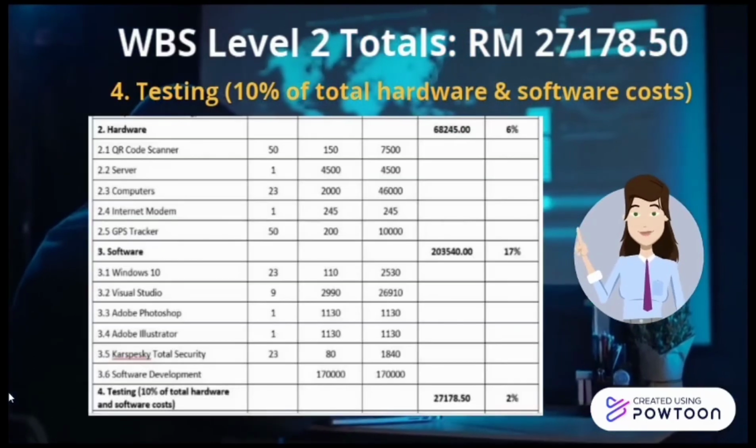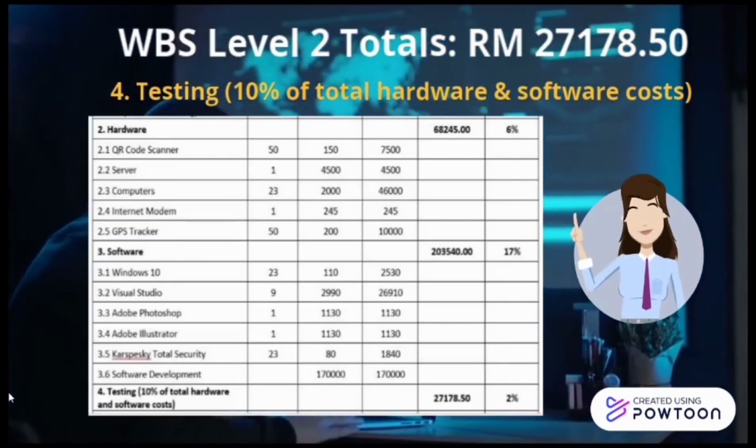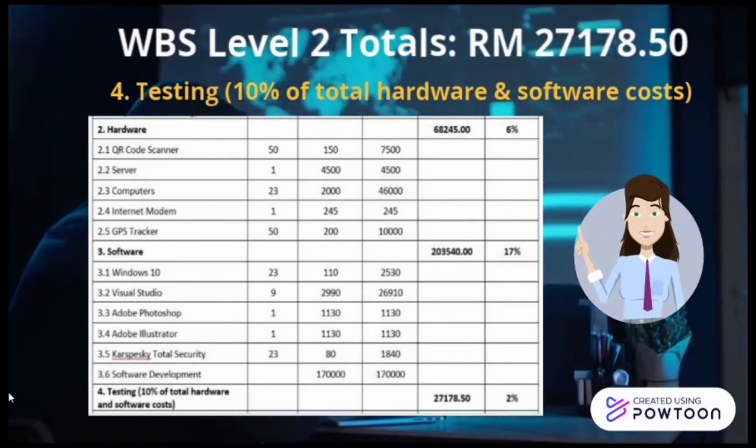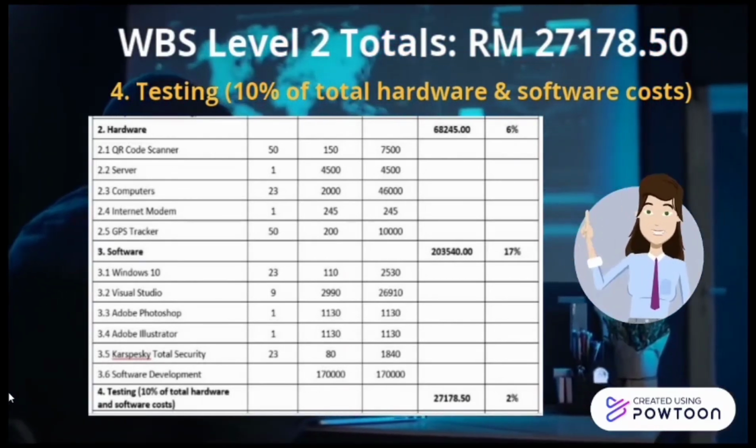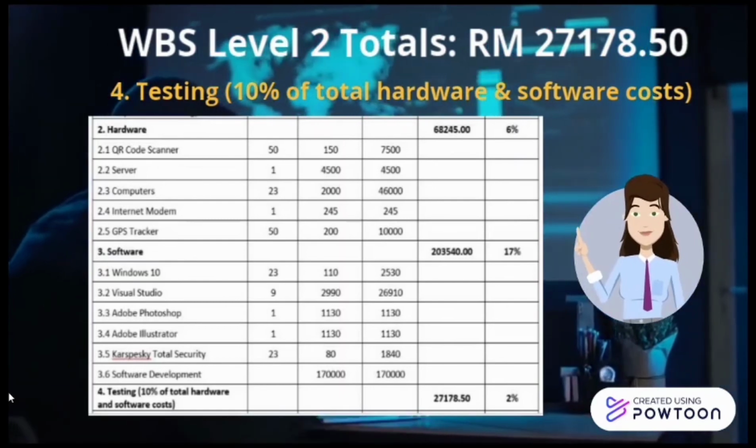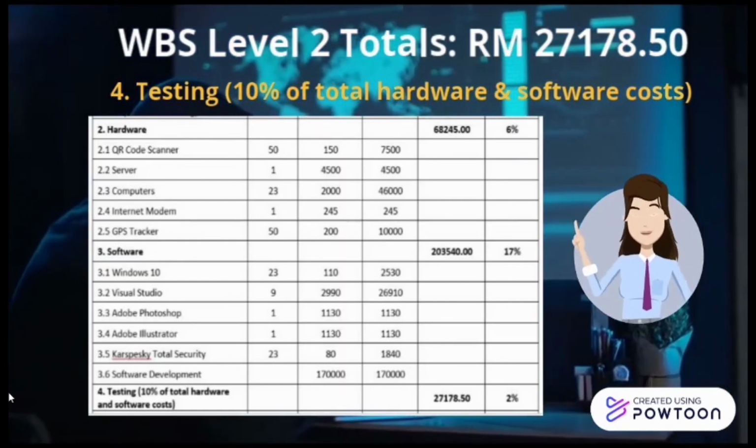Next part is testing, which is we take 10% of total hardware and software cost. After calculating hardware and software, we get 271,785 ringgit. So after times with 10%, we get 27,178 ringgit 50 cent.